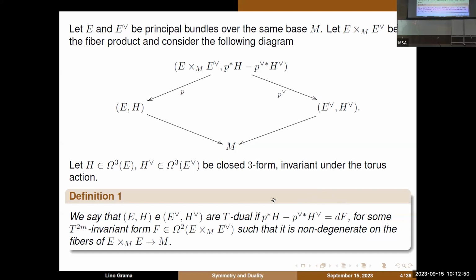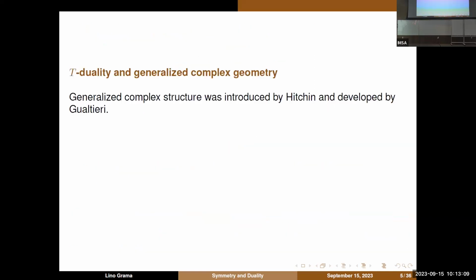Maybe we just need to ask for this F will be some kind of the curvature also in the invariant by this 2T2M torus invariant form. This is the usual T-duality in the sense of Bouwknegt, Evslin, and Mathai. And there is also an application that is of interest for us.